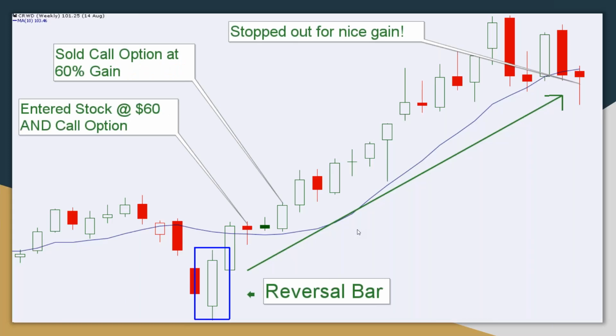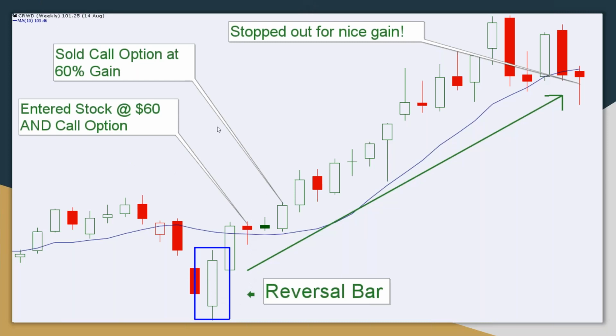And we also trade options. I have traders that I work with. Some trade stocks, some trade options, some trade both. I trade both. A lot of times what we'll do is take this system, and this was the CrowdStrike example, we'll enter the stock at 60 and a call option simultaneously. So it's meant to really be a complement to the overall system.